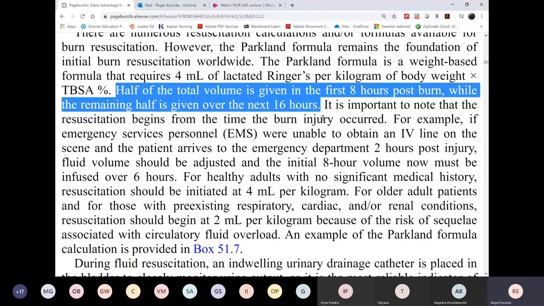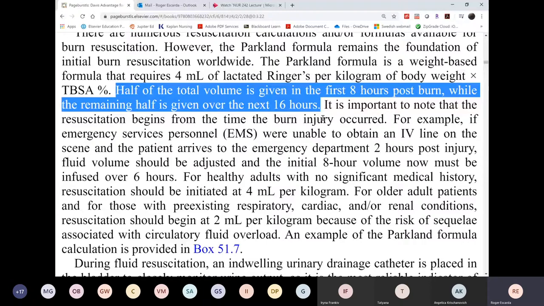She got burned at 8. She reached the hospital at 10. So we have 6 hours to infuse 6,060. So 6,060 divided by 6 hours equals how many mLs per hour? 1,010, correct? No, 1,001. Am I correct? No, I was correct the first time. Not 1,001, 1,010 mLs per hour. Am I correct? Yes. Okay. All right.